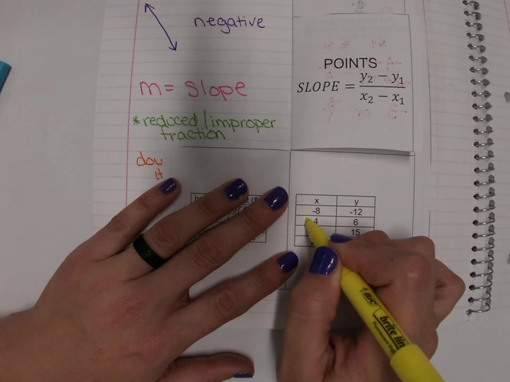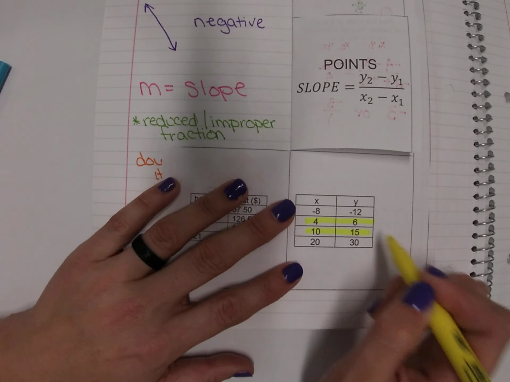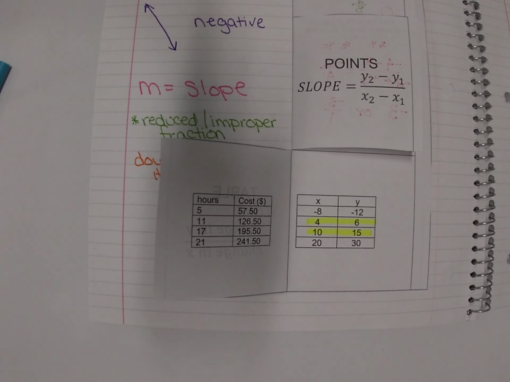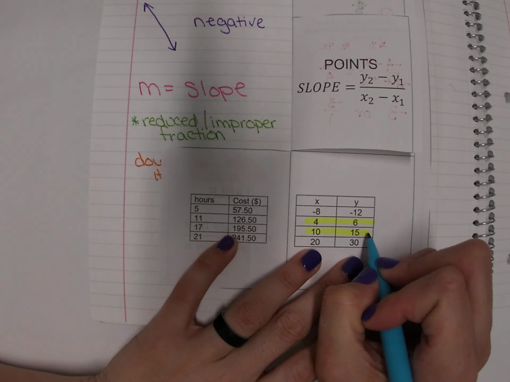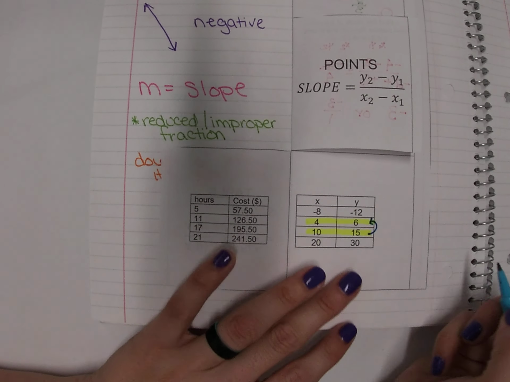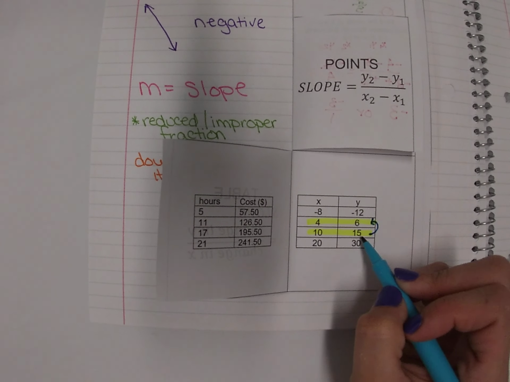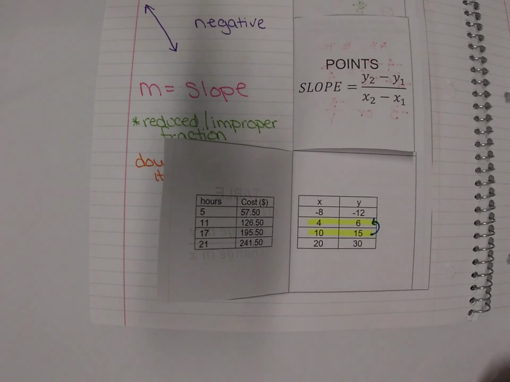Okay, I'm going to pick this 4, 6 and this 10, 15 because then I avoid the negatives, but I also avoid the largest numbers. And we're going to do very similar to what we did with the points. We're just going to look at it in table format. Okay, so we're going to ask ourselves, what do we have to do to get from 6 to 15?